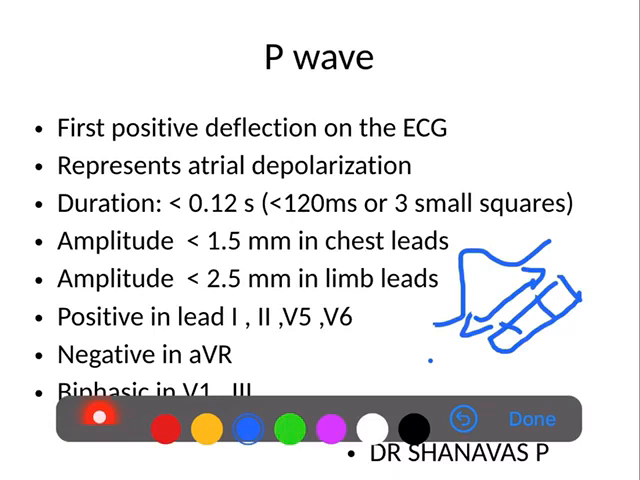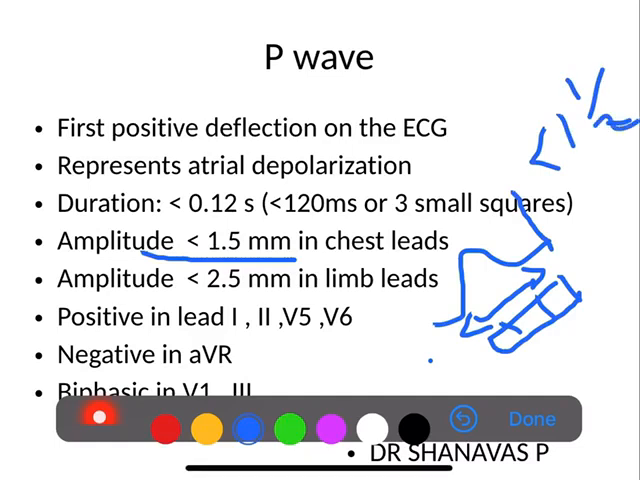Then comes the amplitude. The amplitude actually varies. In the limb leads, it is normally less than 2.5 millimeters, that is, the height corresponds to less than 2.5 boxes. While in the chest leads, V1 to V6, the amplitude is less than 1.5 millimeters, that is, less than 1.5 boxes.